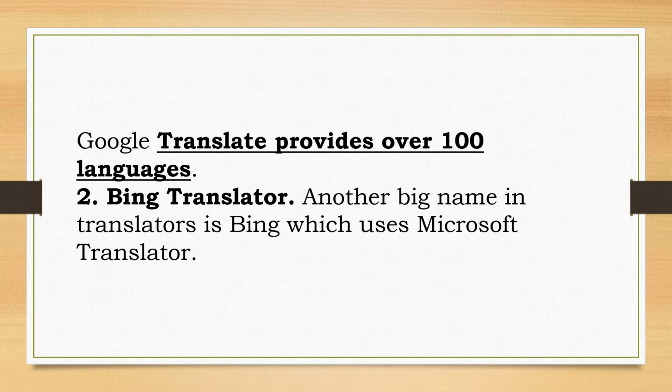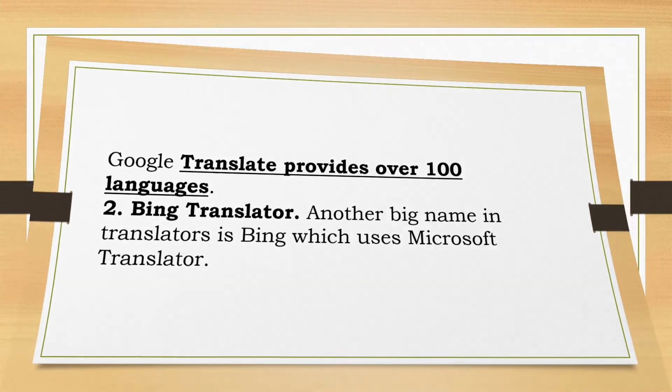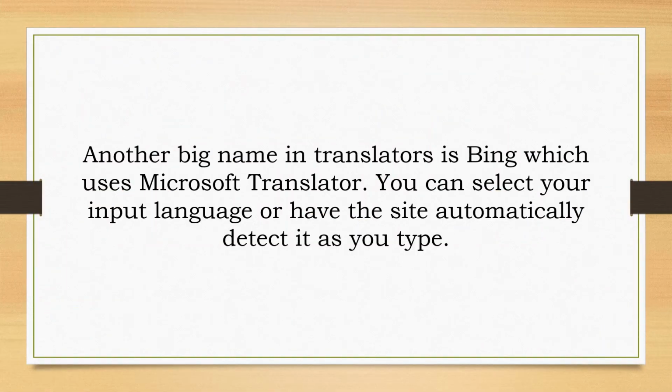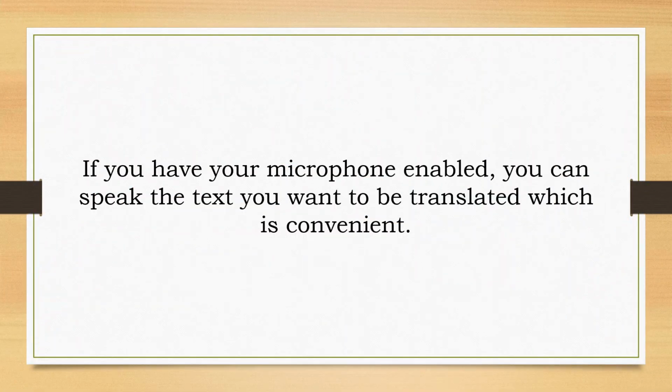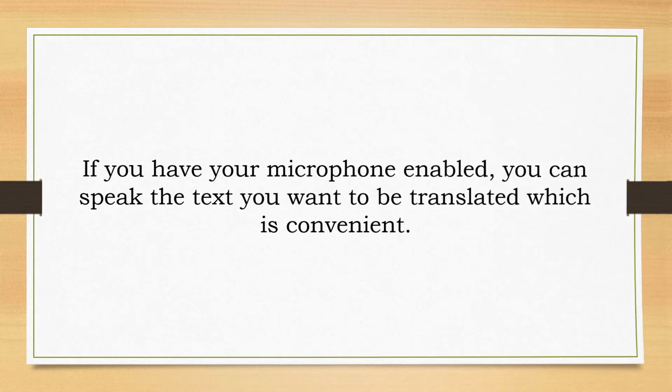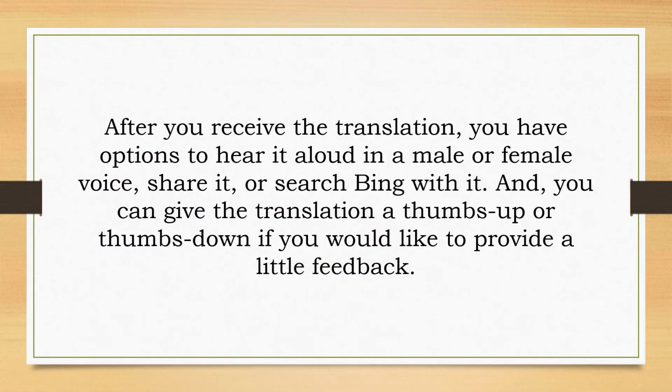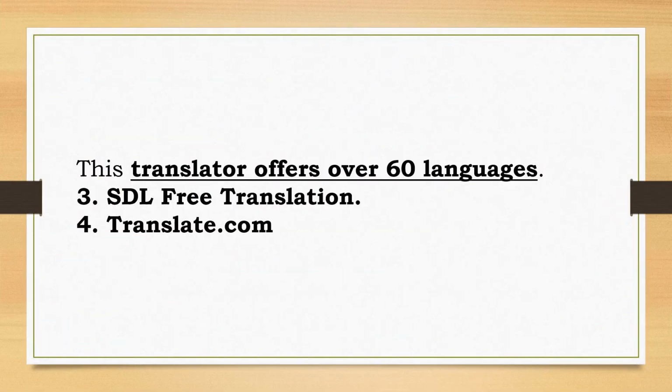2. Bing Translator. Another big name in translators is Bing, which uses Microsoft Translator. You can select your input language or have the site automatically detect it as you type. If you have your microphone enabled, you can speak the text you want to be translated, which is convenient. After you receive the translation, you have options to hear it aloud in a male or female voice, share it, or search Bing with it. And, you can give the translation a thumbs up or thumbs down if you would like to provide a little feedback. This translator offers over 60 languages.